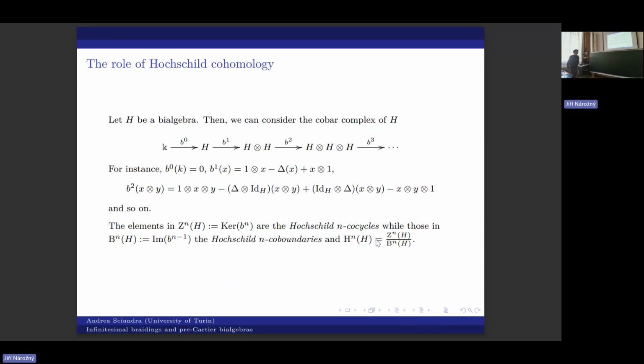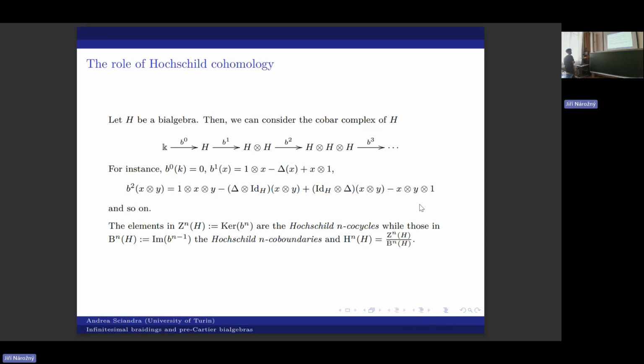about Hochschild cohomology. If we start with a bialgebra, it is known that we can consider the so-called cobar complex of H. So B0 is just the zero map, while B1 on an element X gives you one tensor X minus the coproduct of X plus X tensor 1, and so on. B2 on X tensor Y is one tensor the element, minus delta on the first, plus delta on the second, minus the element tensor 1, and so on. So this gives you a complex, the so-called cobar complex.